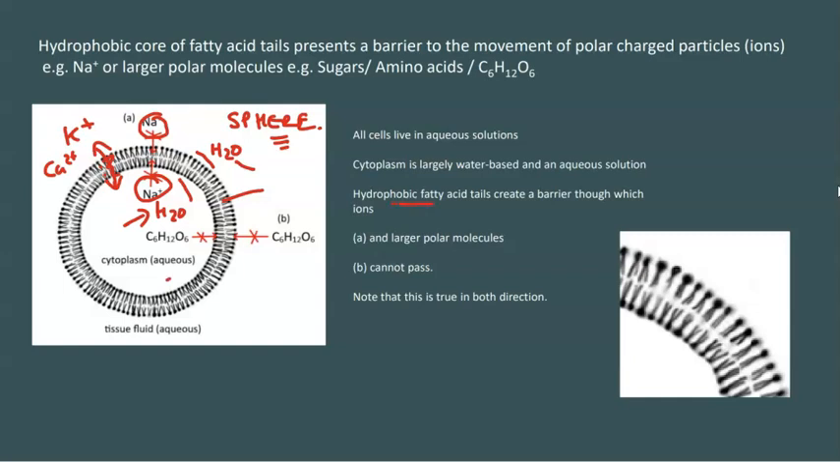So the hydrophobic fatty acid tails can be thought of as a barrier, and it prevents the movement of large polar molecules, and they can't pass through. They are repelled by the hydrophobic layer.